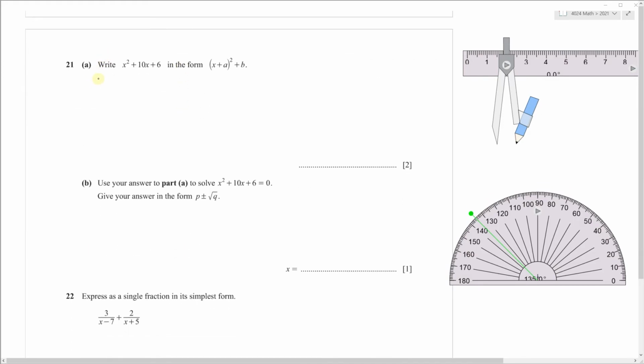Question number 21, part A. Write x square plus 10x plus 6 in this form, x plus a whole square plus b. So this is a completing square method.